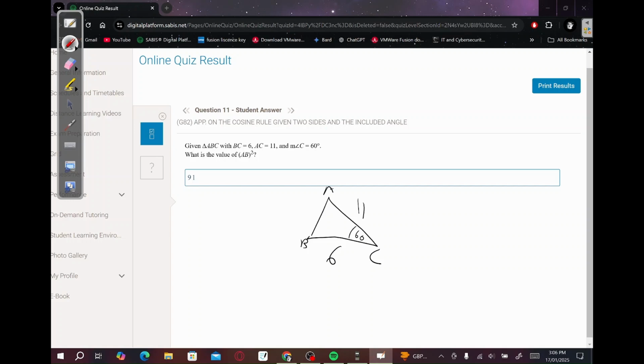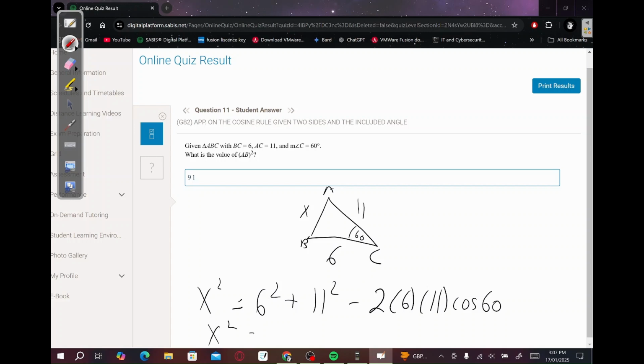Okay, cosine rule now. Perfect. You want to find AB squared. So we're going to call AB x. x squared is equal to 6 squared plus 11 squared minus 2 times 6 times 11 cosine 60. Okay, so you have all your numbers. Now all you're going to need to do is just find it. x squared is equal to 36 plus 121 minus, what's 36 times 11? Minus 396 times 0.5, because cosine 60 is 1 over 2.